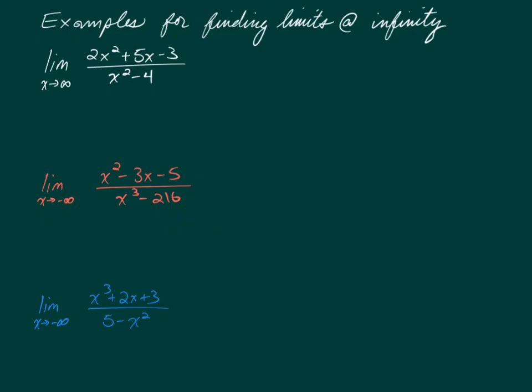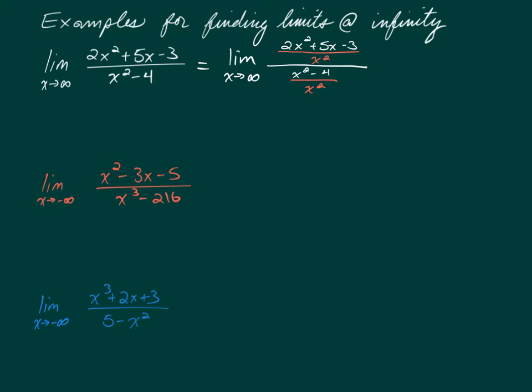Examples for finding limits at infinity. So all three of these examples will use the same idea. In order to find a limit at infinity, you will need to divide the numerator and denominator by the biggest power of x in the denominator. In the first example here, the limit as x approaches infinity of this fraction, if you look at the denominator only, the highest power of x is x squared, x to the second power. So you can rewrite the limit like this.